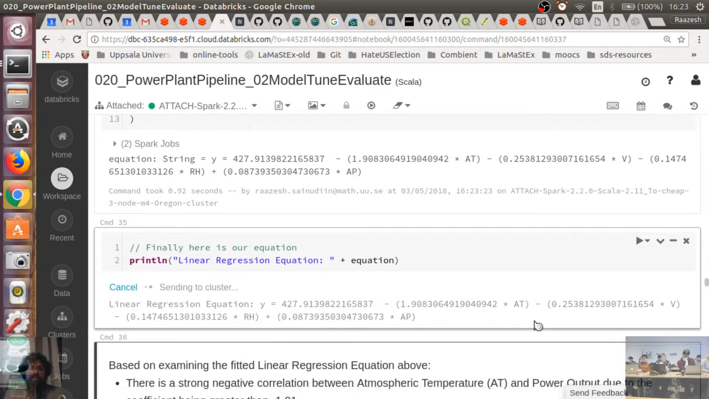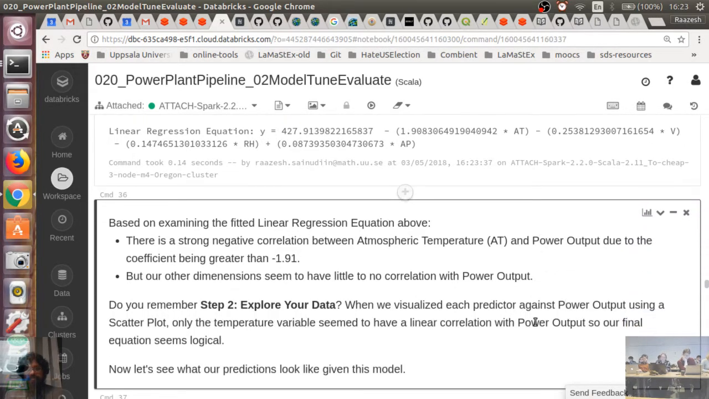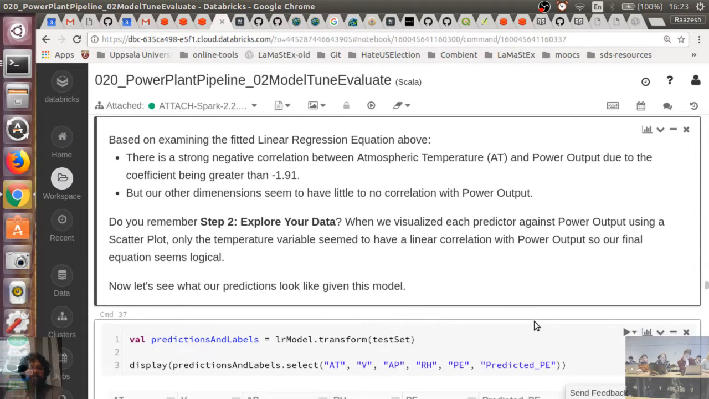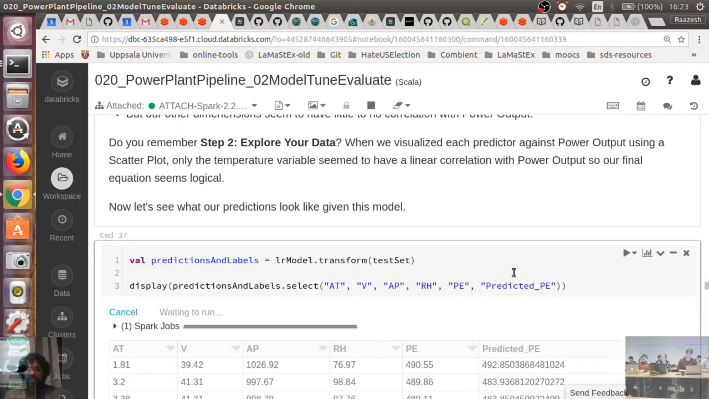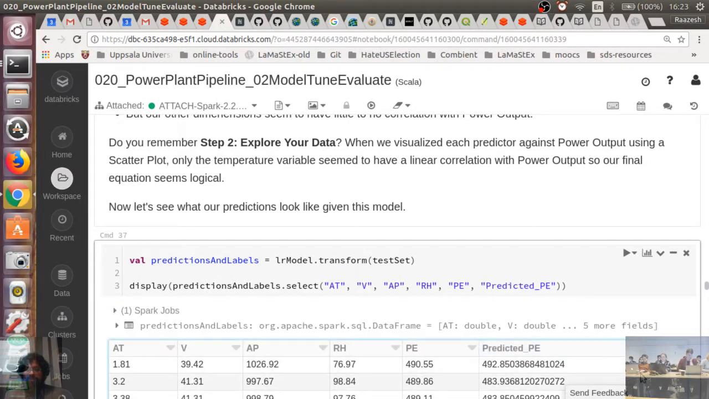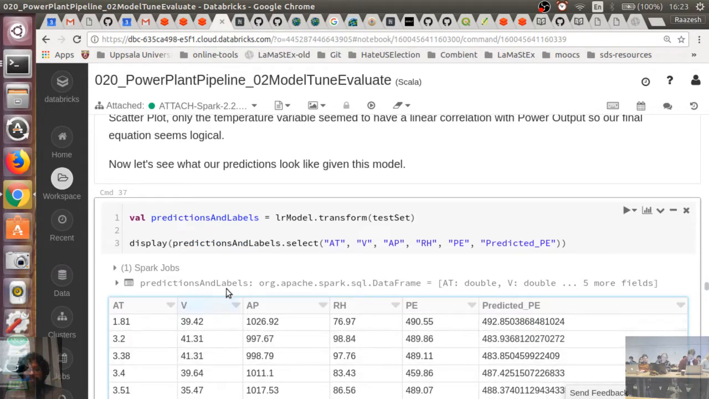Okay, so this is my linear regression equation. Just string manipulations. So now what we want to do is see how well it fits, so let's look at the predicted columns. What it has done is it has built the model, and then taken the intercept and coefficients, and then taken simply these 4 values and seen how well it fits.